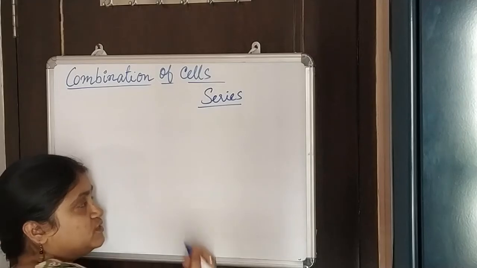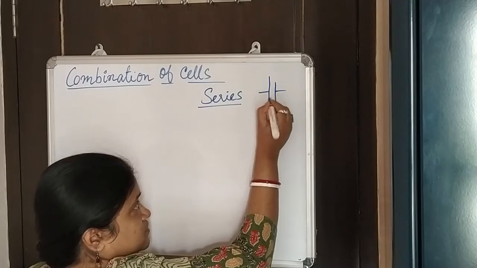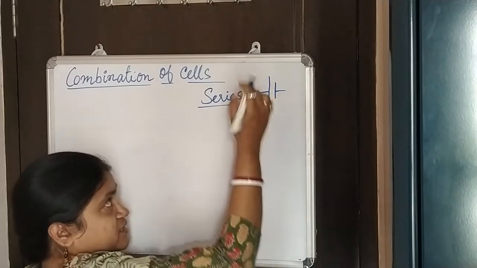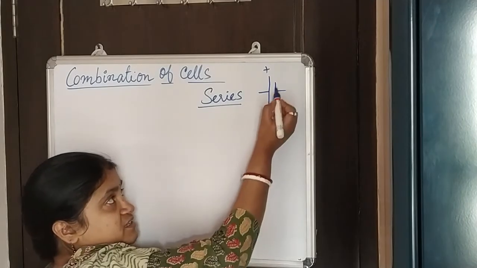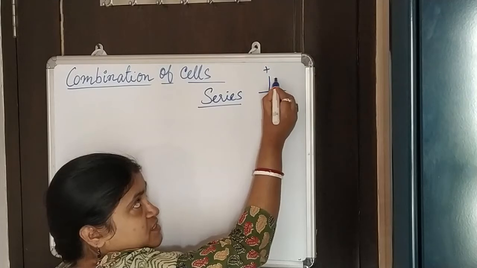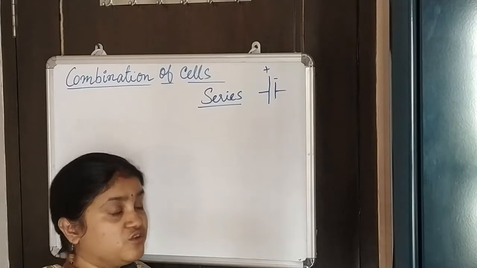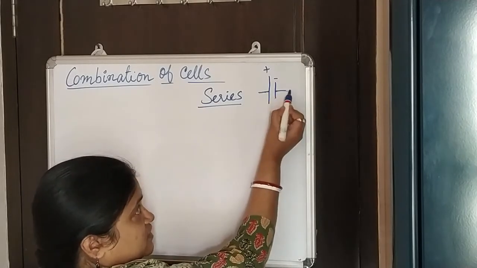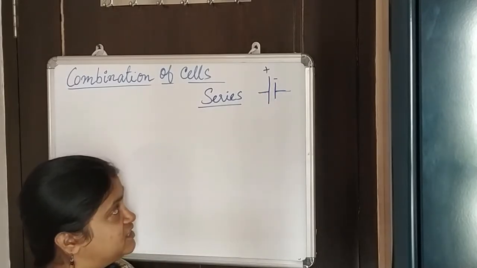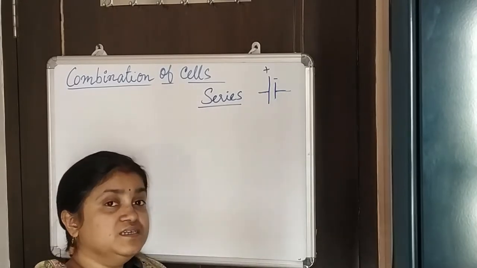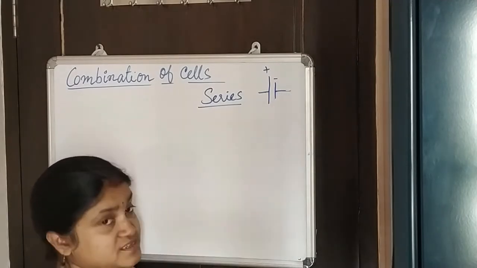As we already know, a cell is represented by this symbol, where one line is a little bigger, symbolizing the positive electrode of the cell, and the smaller line represents the negative electrode of the cell. These two lines are the connecting lines, and in between there won't be any connecting line. So this symbol is the symbol for the cell. This side is the positive side and this side is the negative side.